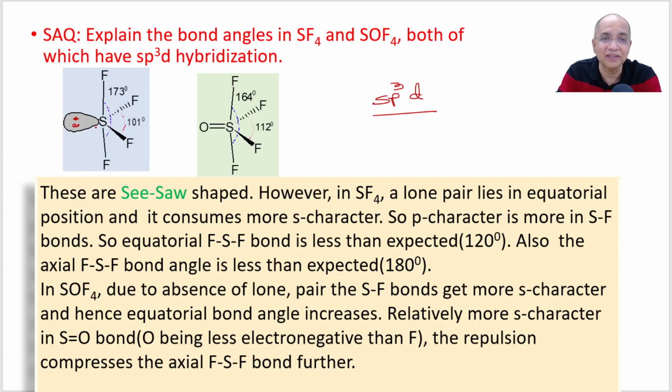How to explain this? Explain on the basis of lone pair. Lone pair will eat away more S character, leaving less S character, that means more P character to these SF bonds. And because of more P character, the repulsion is less, so the bond angle is less than the expected 120. And here also it is less than 180 because the repulsion is less.